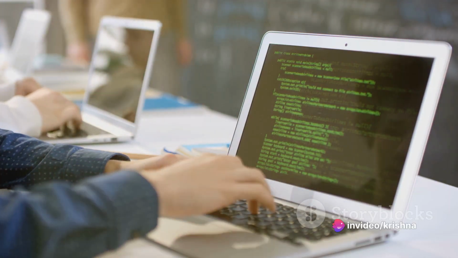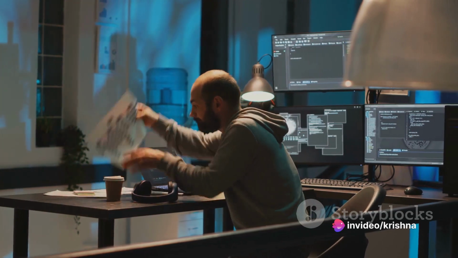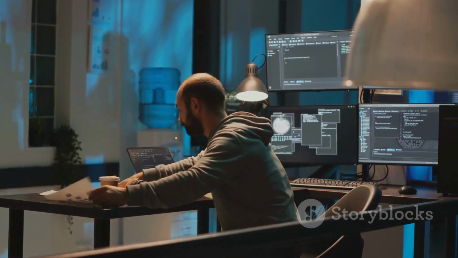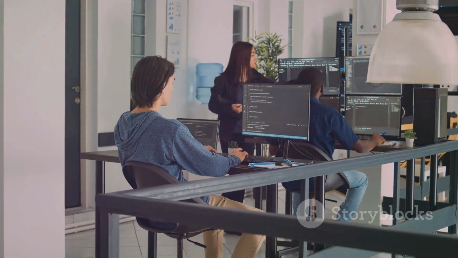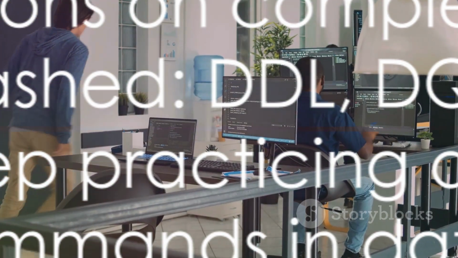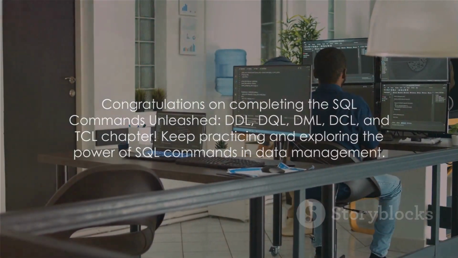So the next time you're working with SQL, remember these categories and their functions. They will not only help you understand the actions you're performing, but also enable you to use SQL more effectively and efficiently. You're now one step closer to mastering SQL commands. Enjoy the journey.